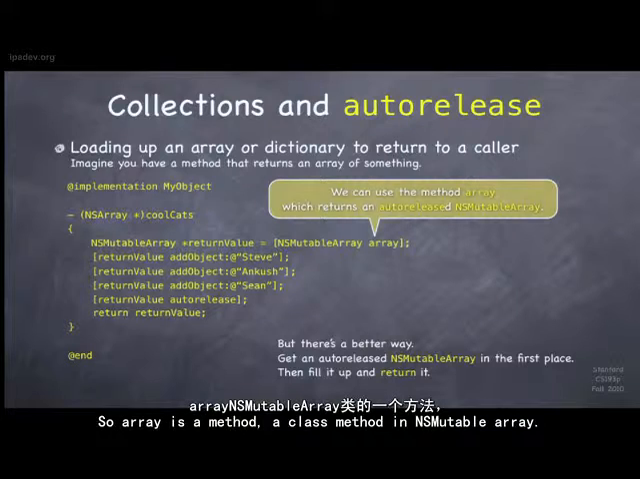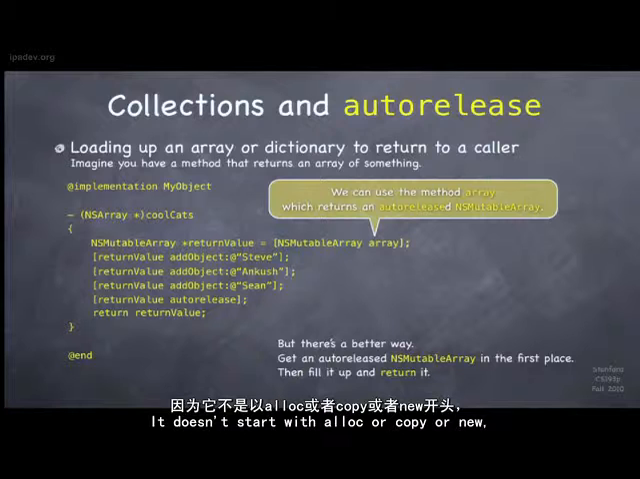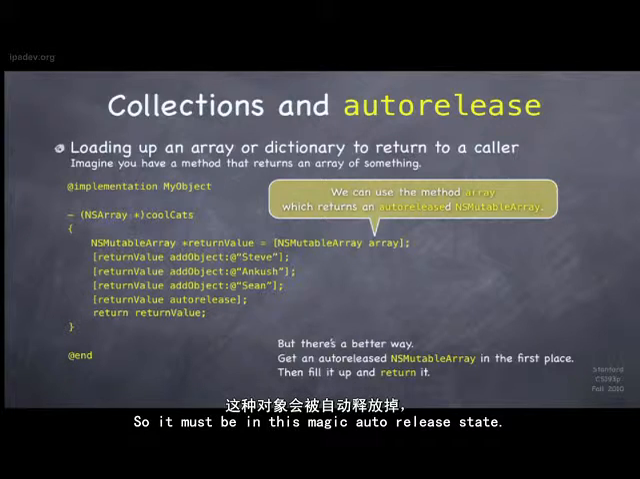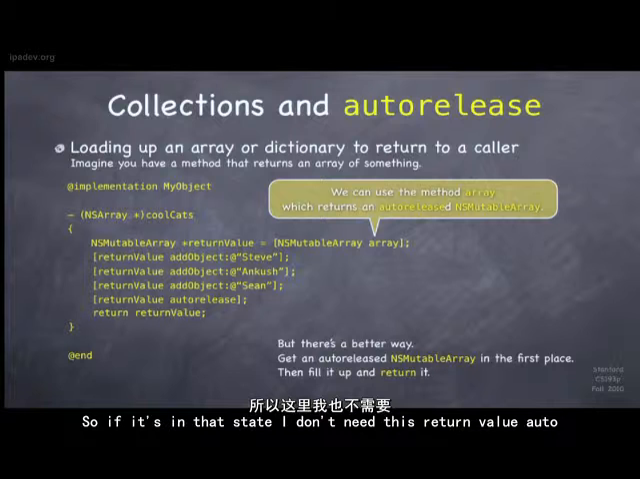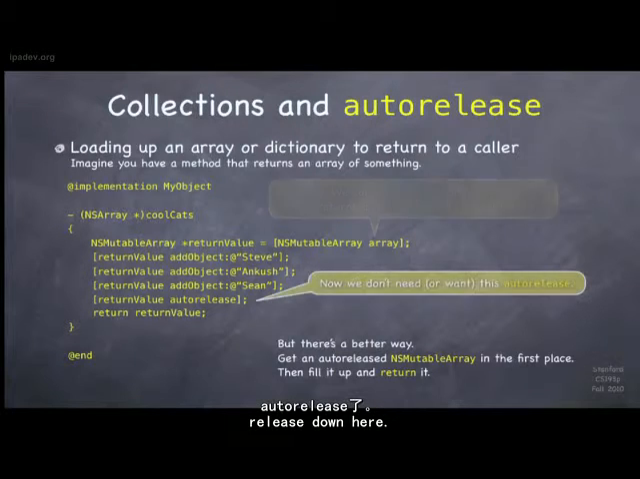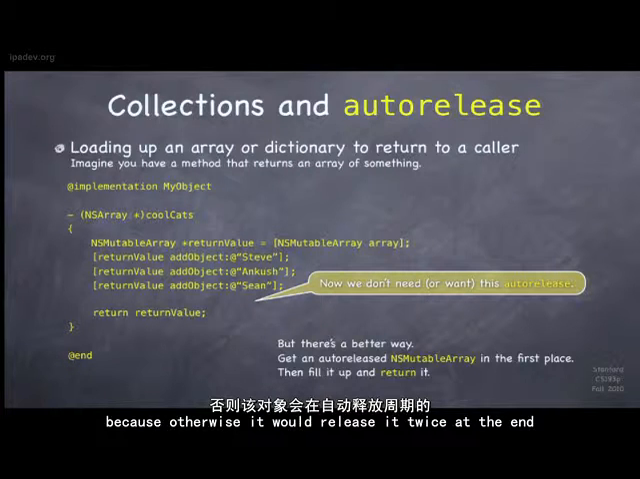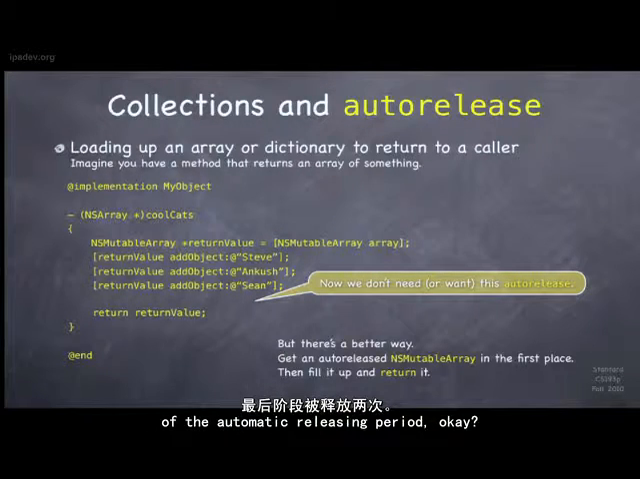So array is a class method in NSMutableArray. It doesn't start with alloc or copy or new, so I don't own the object that comes back. So it must be in this magic autorelease state, right? If it's in that state, I don't need this return value autorelease down here. In fact, I've got to get rid of it, because otherwise it would release it twice at the end of the automatic releasing period, okay?